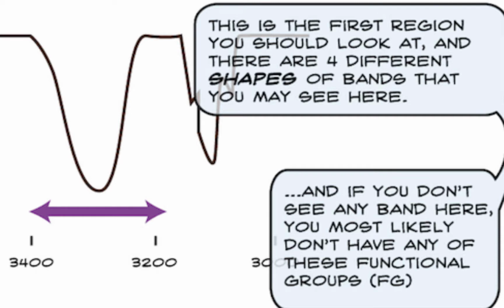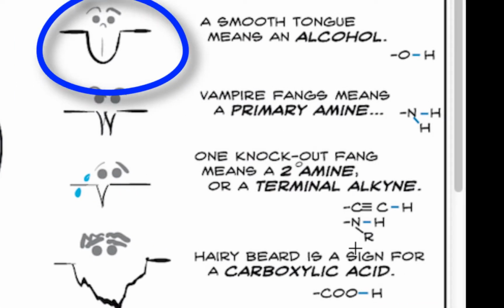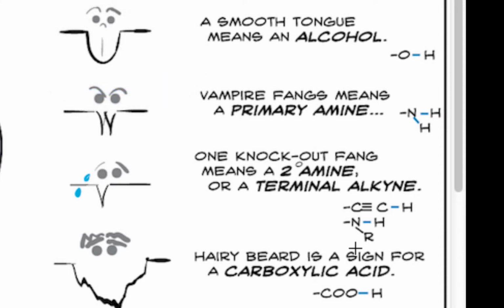We have a band, so this is a graph that's produced by the machine, and in the 3400 to 3200 nanometer range, we would look for the shapes of bands. You can notice up here, a tongue coming out, that would mean an OH group. Fangs coming out means an amine, an NH2 group. Just one fang means a different type of molecule. And a hairy beard tells you it's a COOH group hanging off.